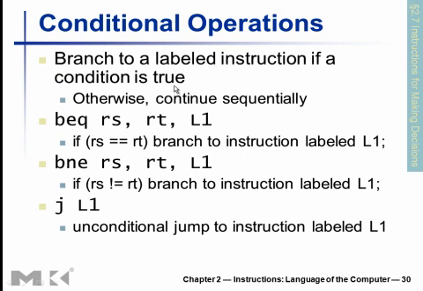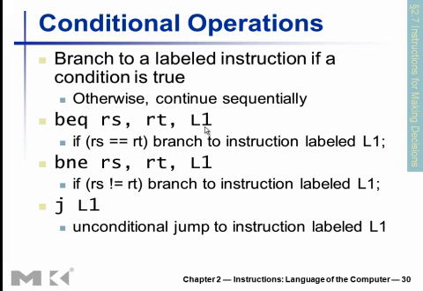Conditional operations. Branch to a labeled instruction if a condition is true, otherwise continue sequentially. We use a label to indicate the instruction address or target address for a branch. Branch is used to implement if-then-else decision structures or loop structures. For example, BEQ stands for branch equal: branch to L1 if RS is equal to RT.